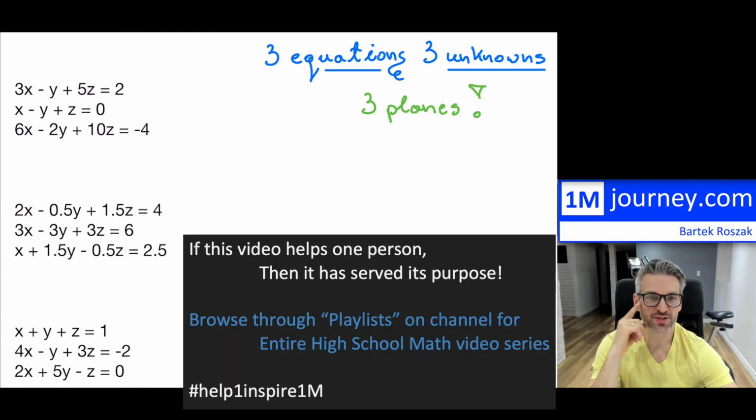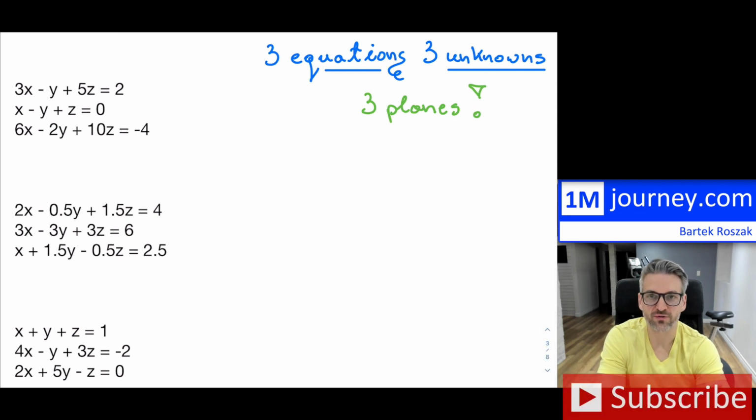Three equations, three unknowns. Really, we're going to be working with three planes and trying to figure out how they intersect. Now, in this video, I'm not going to give you an intuition, or at least a full-out intuition, in terms of how three planes can intersect. I did that already, actually.